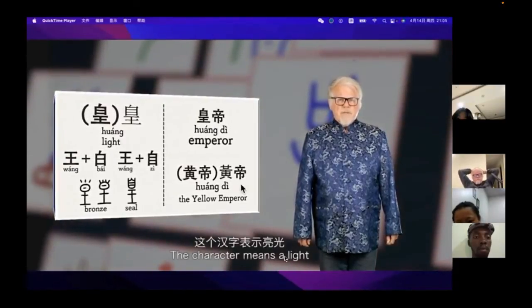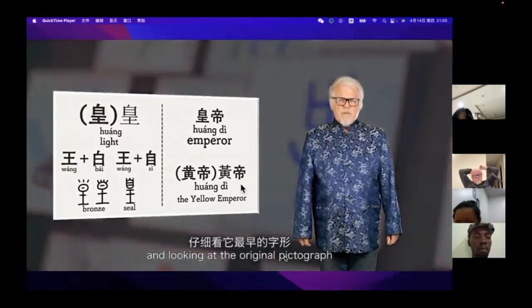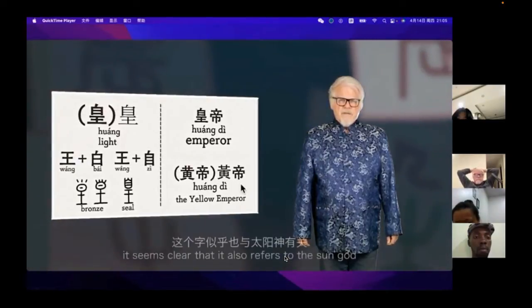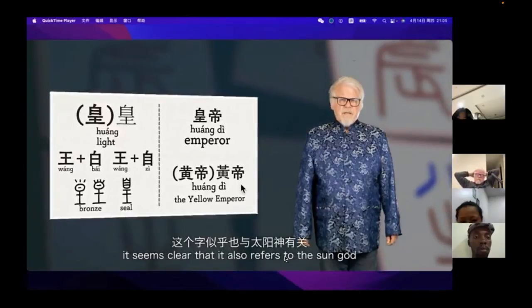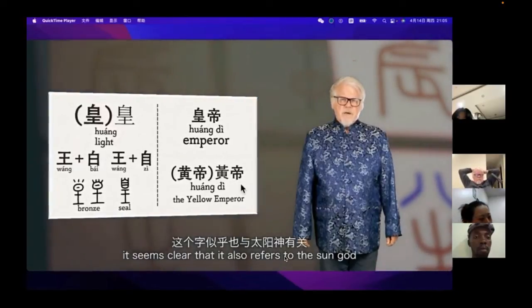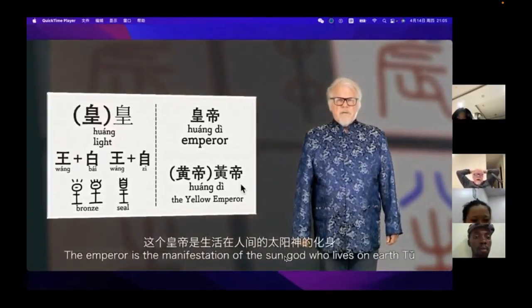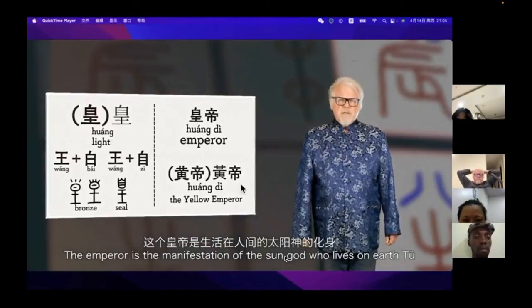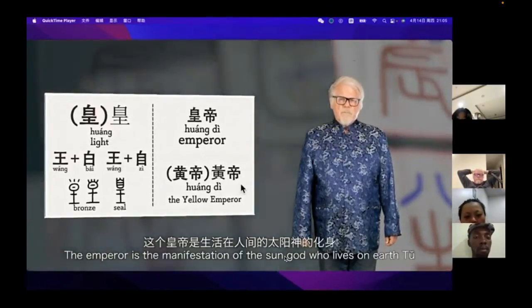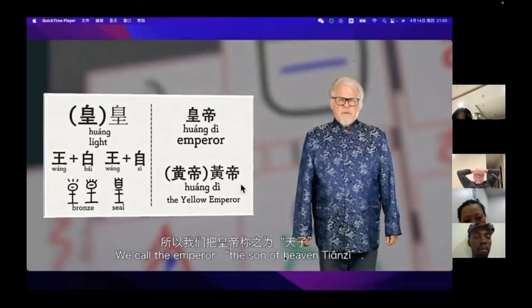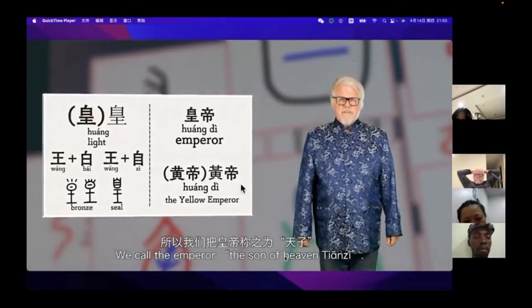The character means a light, or looking at the original pictograph, it seems clear that it also refers to the sun god. The emperor is the manifestation of the sun god who lives on earth, Tu. We call the emperor the son of heaven, Tianzi.